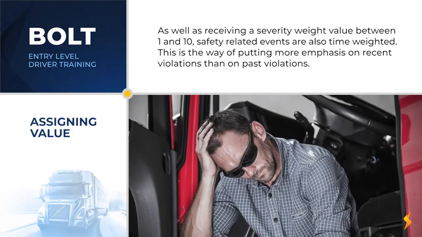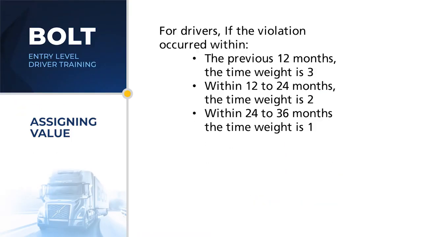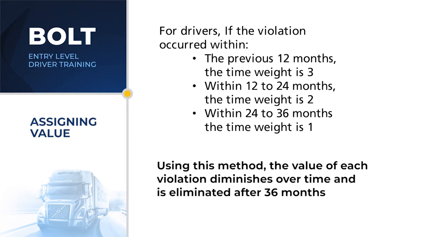As well as receiving a severity weight value between 1 and 10, safety-related events are also time-weighted. This is a way of putting more emphasis on recent violations than on past violations. For drivers, if the violation occurred within the previous 12 months, the time weight is 3. Within 12 to 24 months, the time weight is 2. And within 24 to 36 months, the time weight is 1. Using this method, the value of each violation diminishes over time and is eliminated after 36 months.